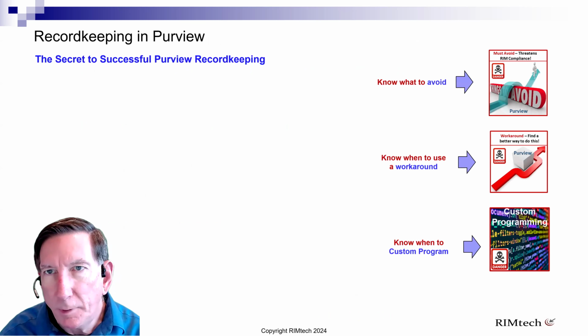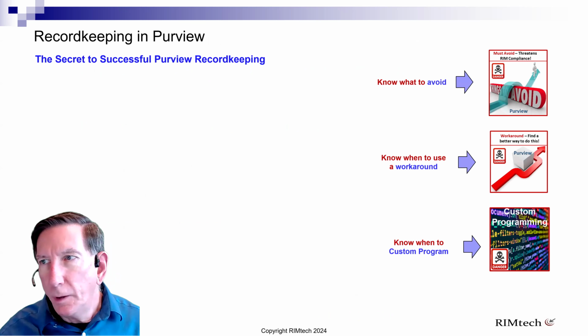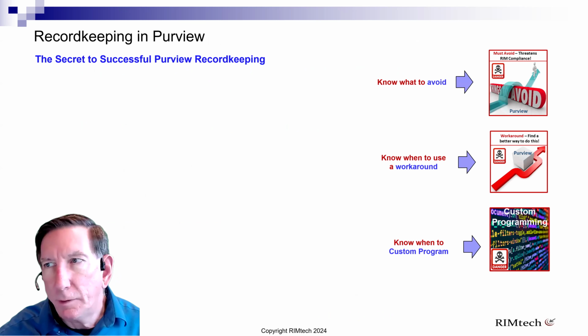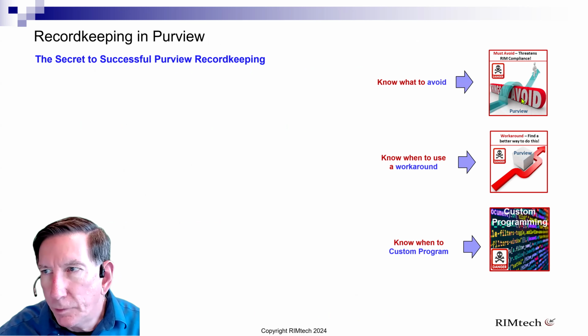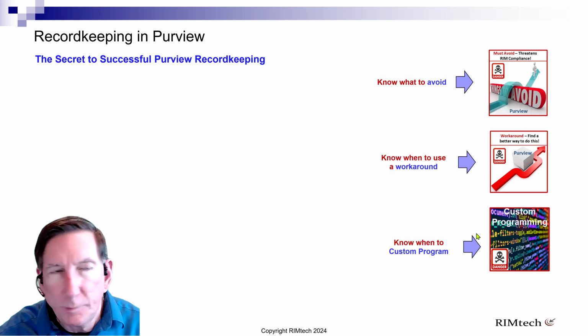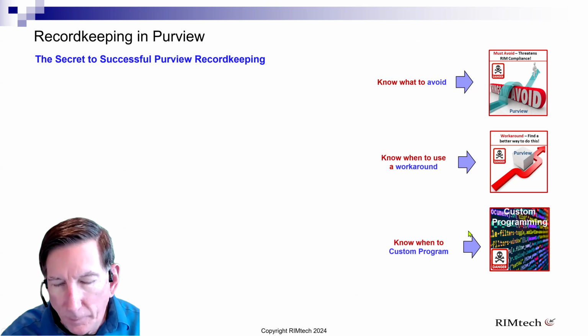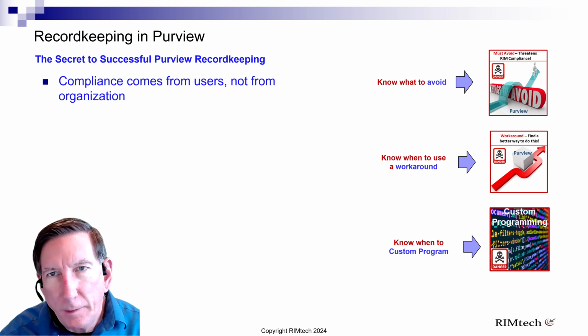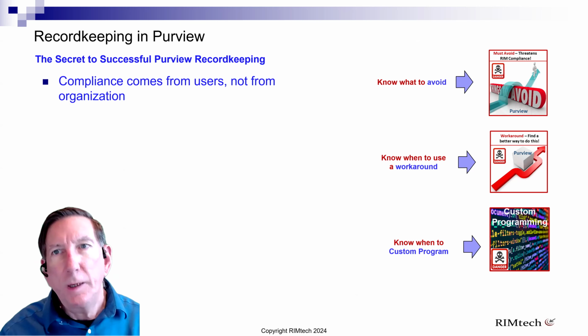So how do we make this happen? Well, welcome to record keeping in Purview. There are 3 secrets to Purview: knowing what features to avoid, which ones to work around, and when to custom program a solution. Okay? And Purview is pretty different from any other records management software on earth.